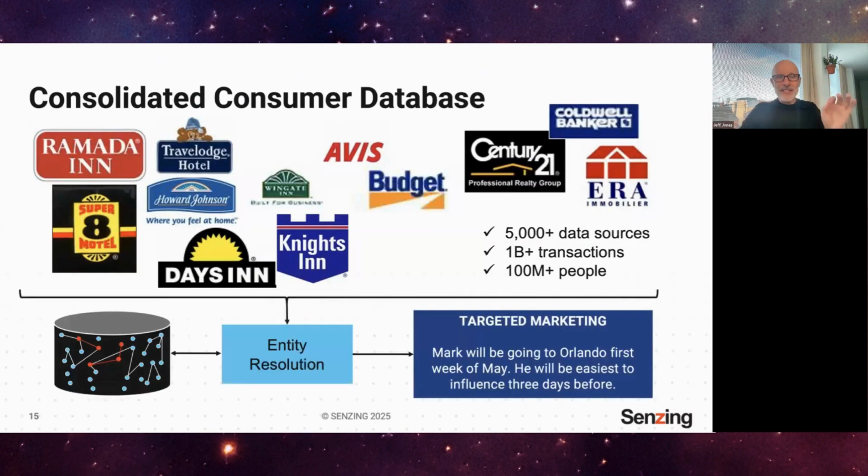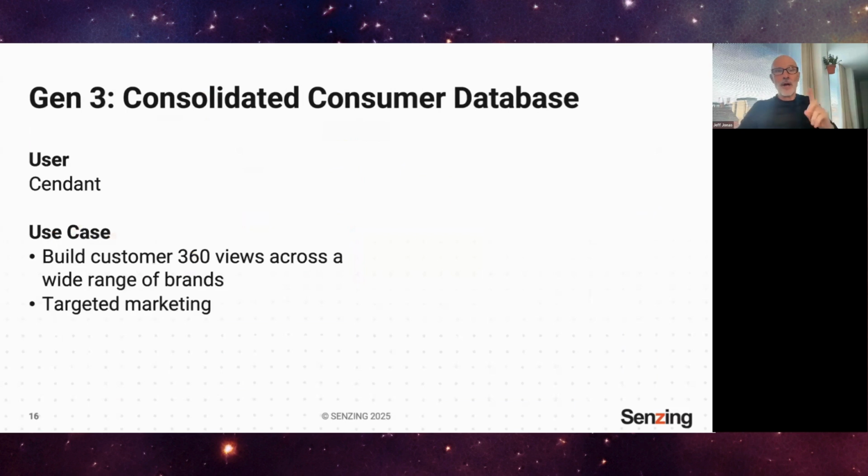And the purpose of this system was to understand who was who, so you could predict who was going to go to Orlando the first week of May. And if you knew Jeff Jonas was going to Orlando the first week of May, what you want to then ask yourself is, that Jeff Jonas guy, is he easier to influence 3 months before because he does long-term planning? Or is he of a whim kind of person that's going to make his reservations last minute? And that's what this Gen 3 did. So this is building 360-degree views across different kinds of brands.